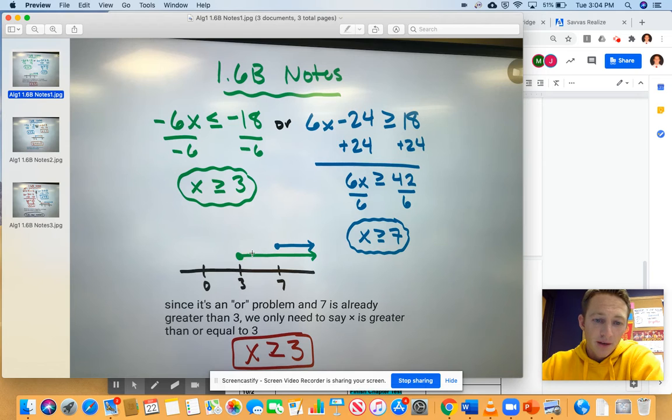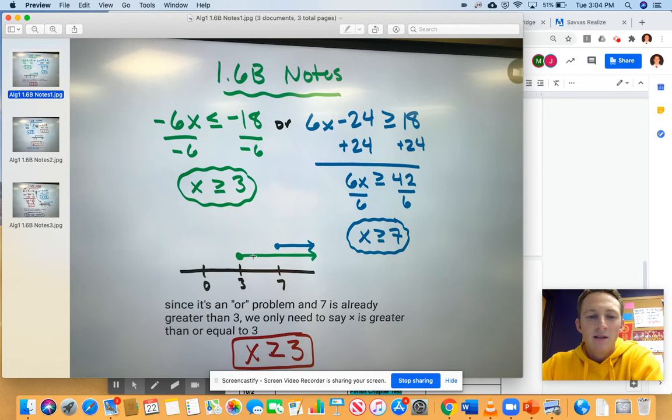So it could be like if x is 4: is 4 greater than 3? Yep. Is 4 greater than 7? No, but it doesn't matter because it just has to be one or the other. So instead of drawing two lines or giving two answers, anything greater than 7 is also greater than 3.